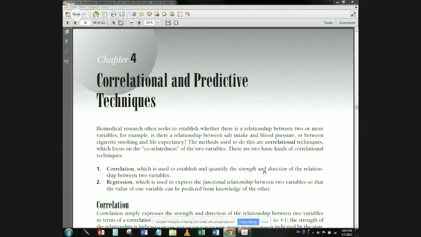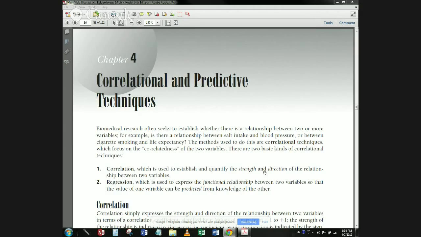4. Correlational and predictive techniques. Biomedical research often seeks to establish whether there is a relationship between two or more variables. For example, is there a relationship between salt intake and blood pressure, or between cigarette smoking and life expectancy? The methods used to do this are correlational techniques, which focus on the correlatedness of the two variables.